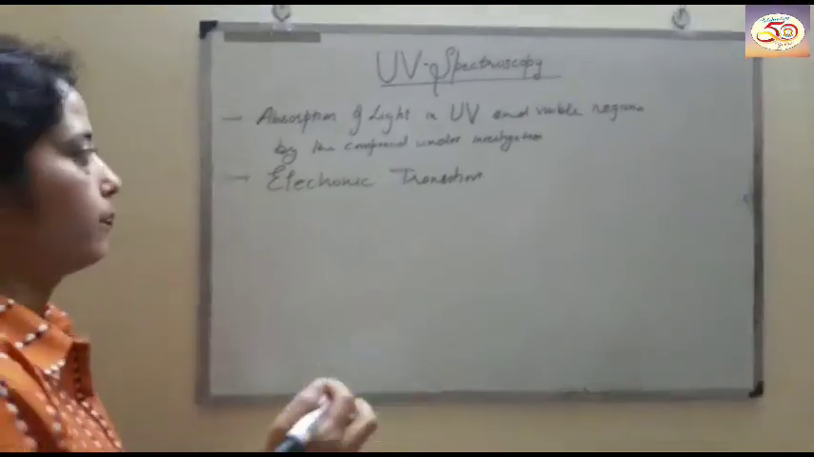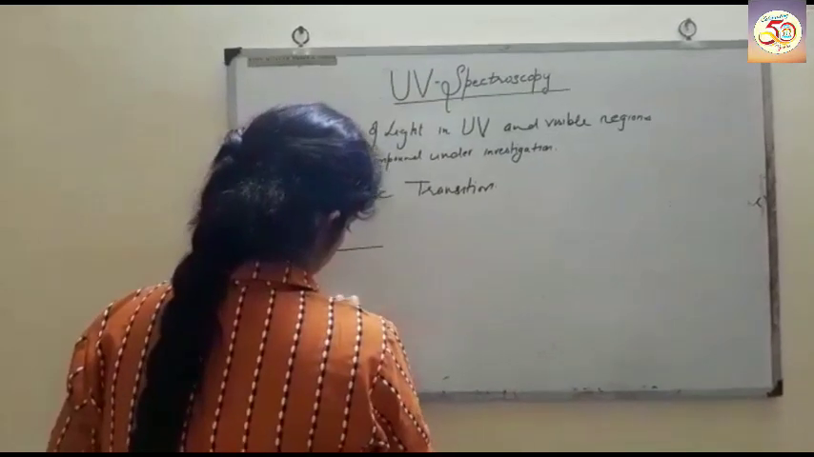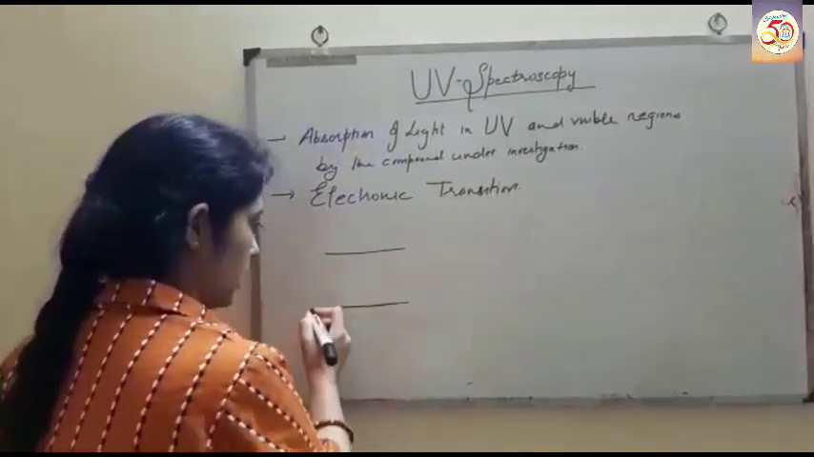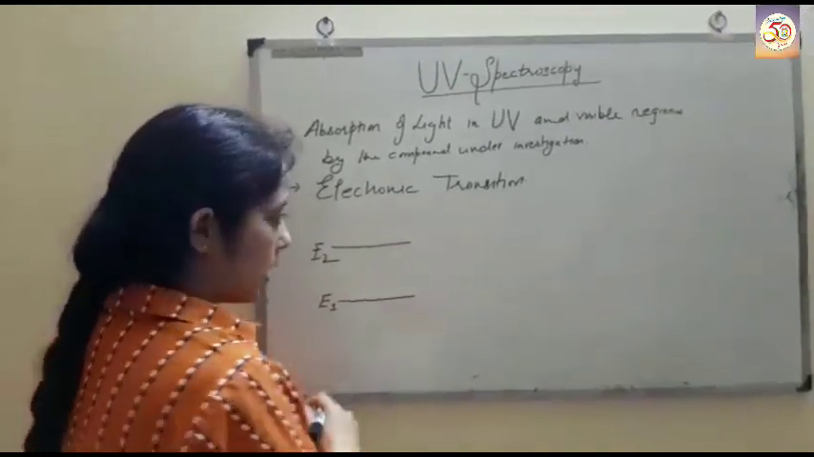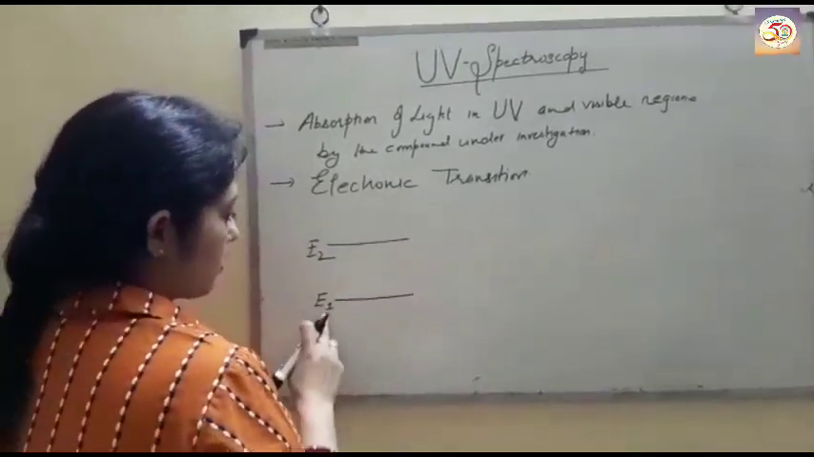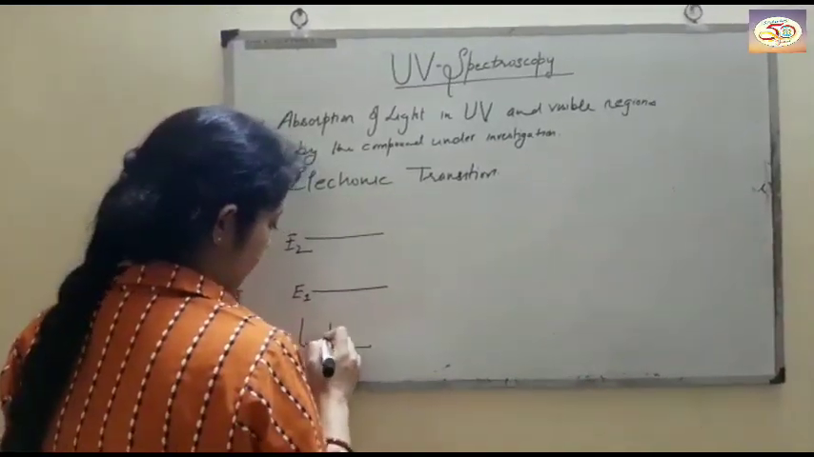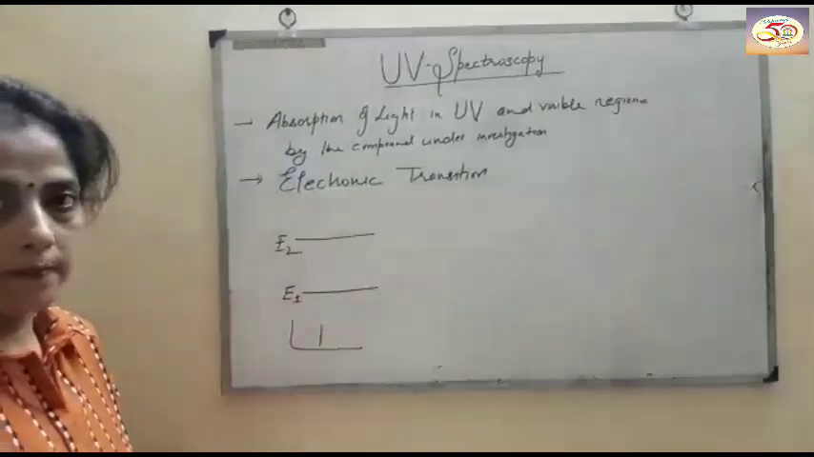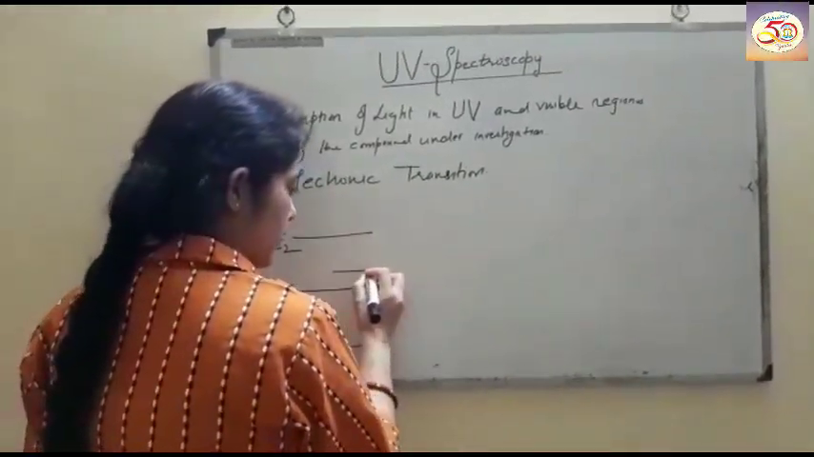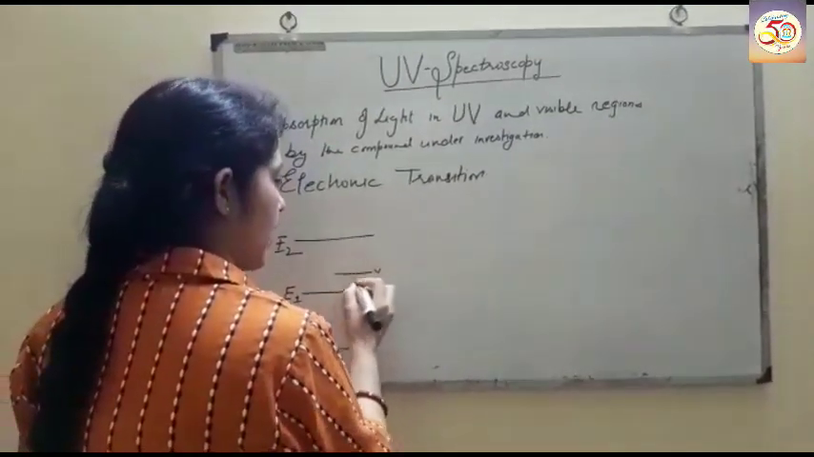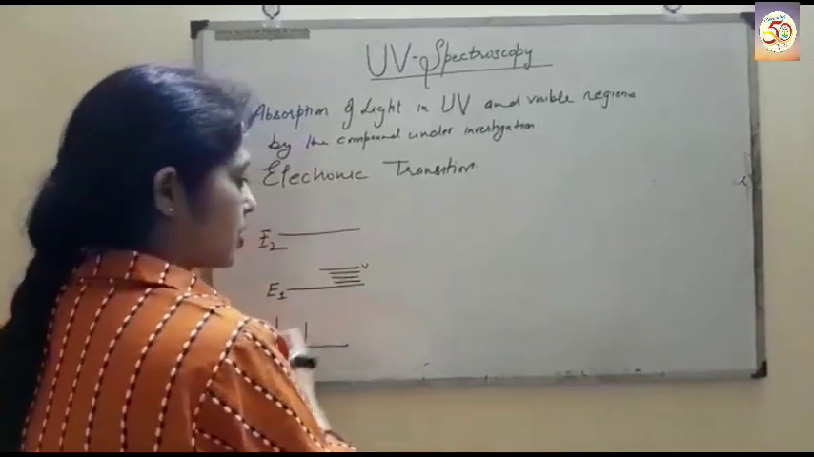Electronic transition involves not only a single line. If it involved only the E1 level and E2 level, then we would have got a single line. But these electronic levels are further subdivided into vibrational levels, and each vibrational level is further subdivided into rotational levels.